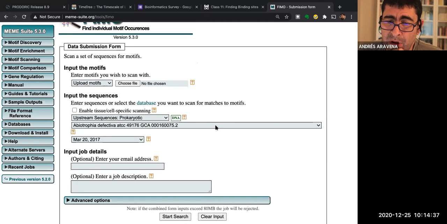Okay, so here in prokaryotic you have different prokaryotes, bacteria, let's say, and you may have different versions. So you give your own motifs and then you look for these motifs in different organisms. In my case, I was doing the contrary. I was taking standard motifs that I get from Jasper or somewhere like that, and then I was applying them to my bacteria that was not public.